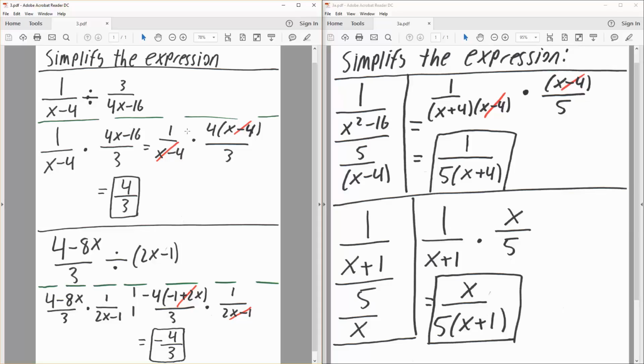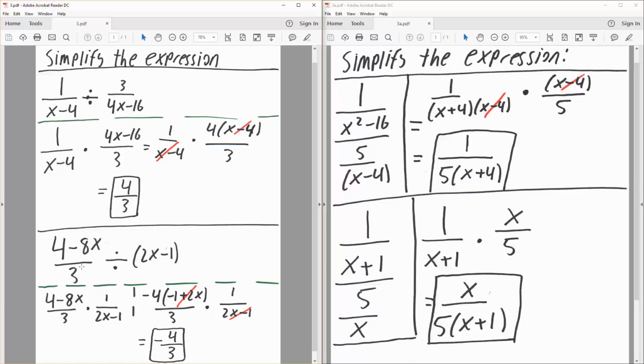And so now we have 1 divided by x minus 4 times, we can factor out a 4 here, and we would get 4 parentheses x minus 4 divided by 3. And what you notice here is that we have a common term, x minus 4, and so we can simply cancel it. And so the final answer would therefore be 4/3.